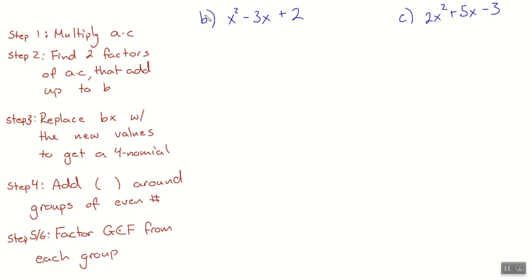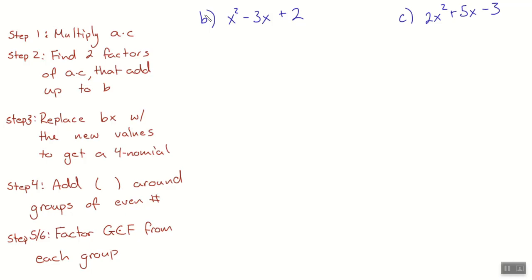The second step. Not yet. We check if it's a binomial. Is this a binomial? No, so we don't get it. If it's not a binomial, what do we check for? Trinomial. If it's a trinomial, first thing we check for.